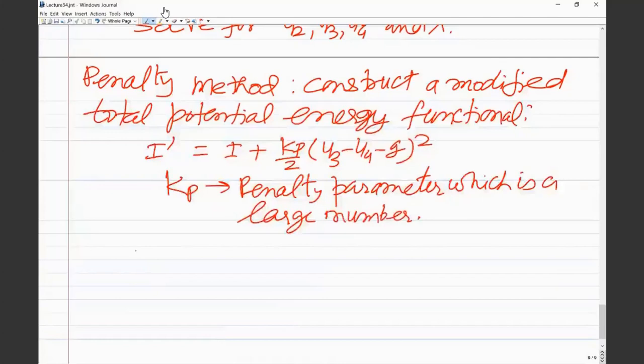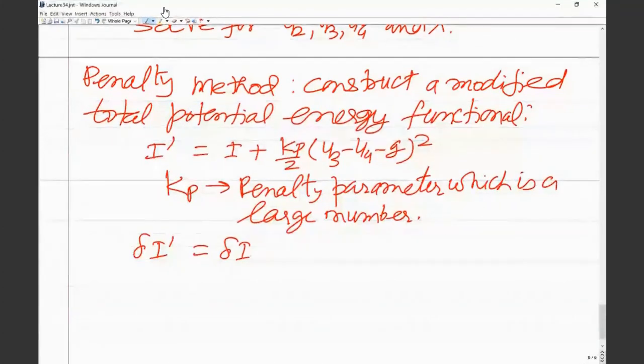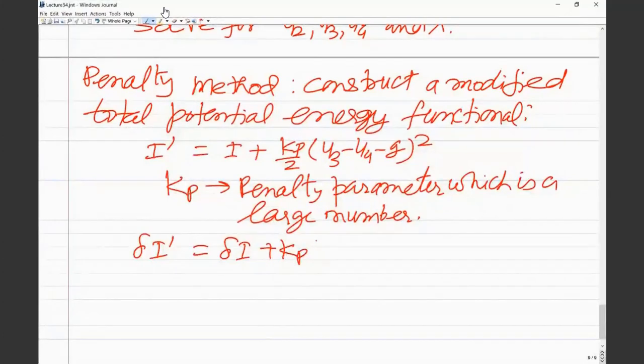So once you have this I dash, you know for equilibrium delta of I dash should be equal to 0, which would be delta I. Now Kp is a known parameter. In the Lagrange multiplier, lambda is an unknown, so its variation is also taken, but here Kp we are taking as an a priori specified known number, so there is no variation of Kp. So we will have Kp into the variation of the other term, so half will go, and then you will get U3 minus U4 minus G into the variation of the same, so delta U3 minus delta U4, and this is equal to 0.